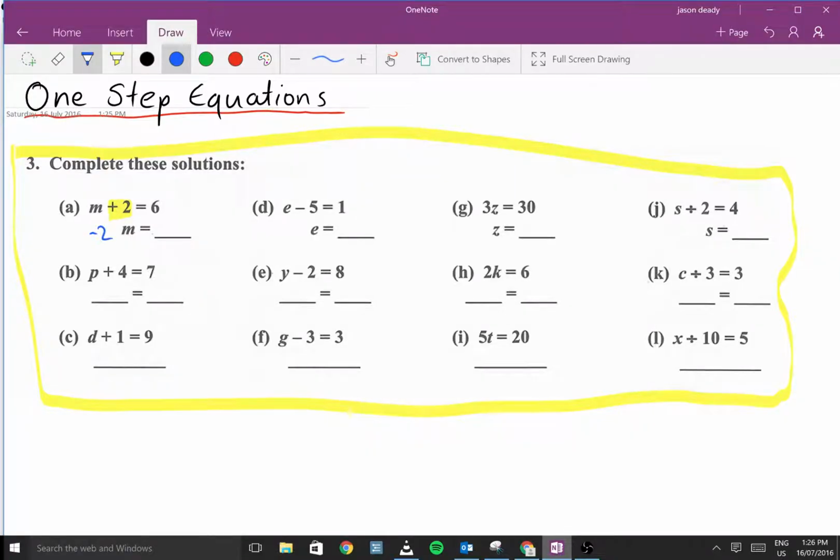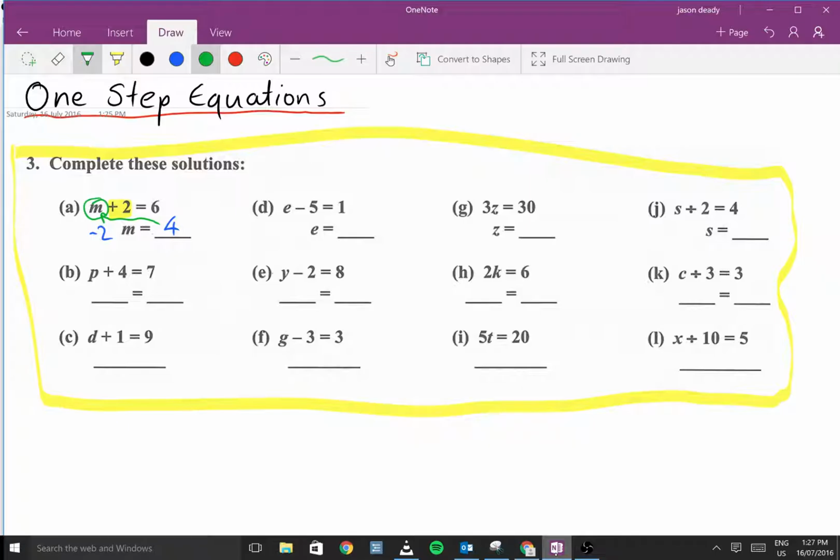Take 2. When you see plus 2 up here, you go, oh, I've got to do the opposite to undo it, to reverse it. So when I see the 6, I can just take away 2, and I end up with 4. And that should work. If m, and I'll draw a little arrow, if m is the same thing as 4, then this m here is the same thing as 4. 4 plus 2 equals 6, which makes sense. That's how you do a one-step equation.